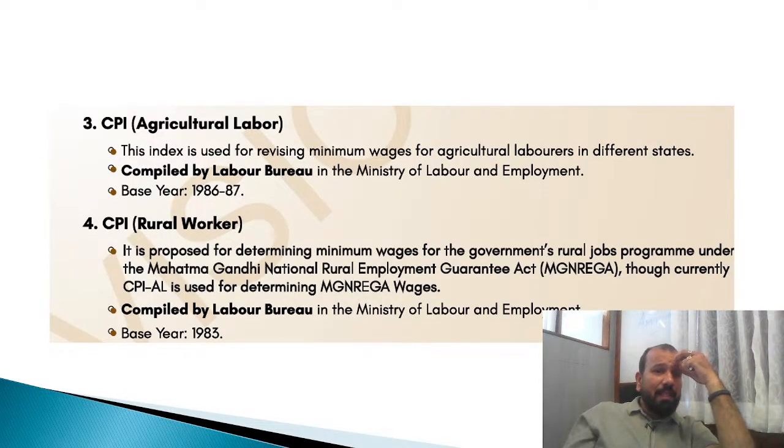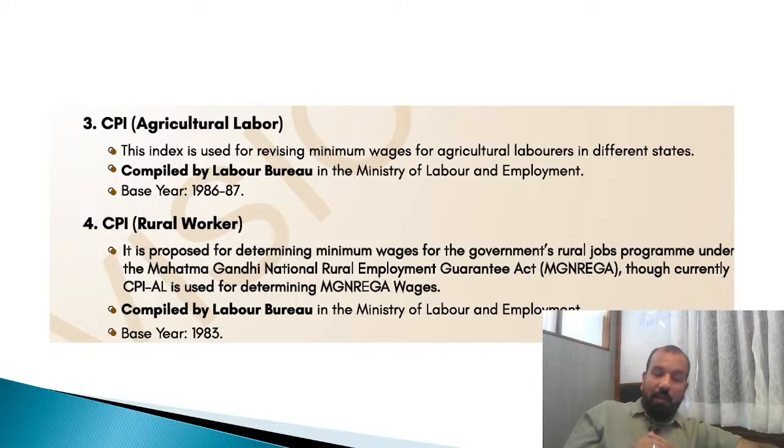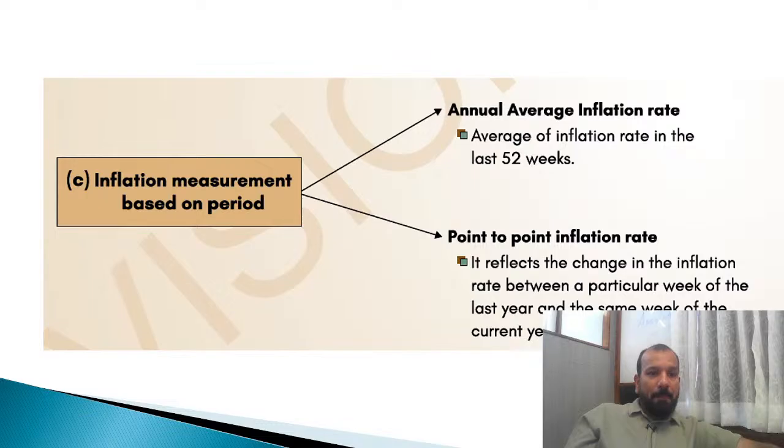CPI agricultural labourers, everybody knows, are all those people who are in agriculture, for whom we are calculating the CPI. It is compiled by the Labour Bureau, Ministry of Labour and Employment, with base year 86-87. It covers rural workers, all those people who are working in NREGA or rural government schemes, where we are counting or making out the accountability of the CPI.